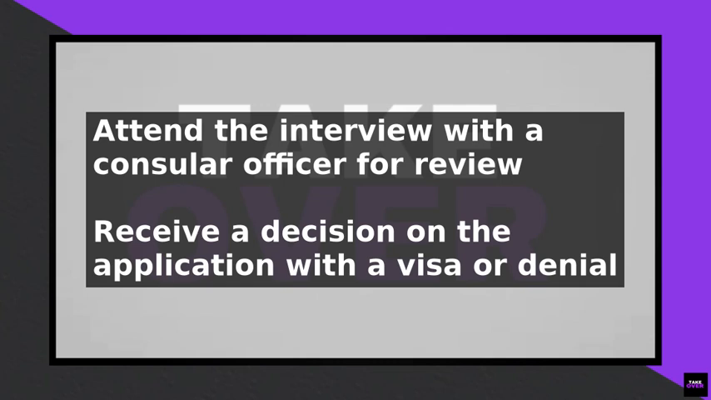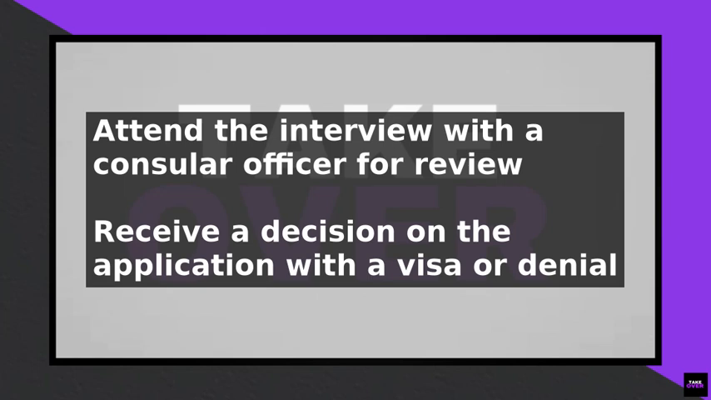It is essential to apply for a U.S. visa well in advance of your planned trip, as processing times can vary. Additionally, ensure that your passport is valid for at least 6 months beyond your planned departure date from the U.S.